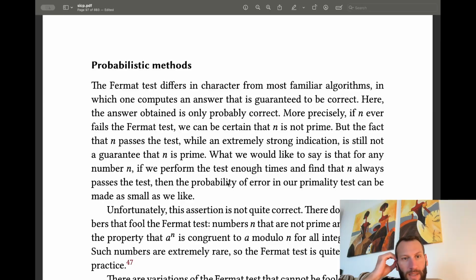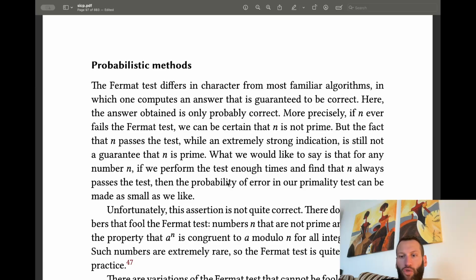Cool. Probabilistic methods. The Fermat test differs in character from most familiar algorithms, in which one computes an answer that is guaranteed to be correct. Here, the answer obtained is only probably correct. More precisely, if n ever fails the Fermat test, we can be certain that n is not prime. But the fact that n passes the test, while an extremely strong indication, is still not a guarantee that n is prime.